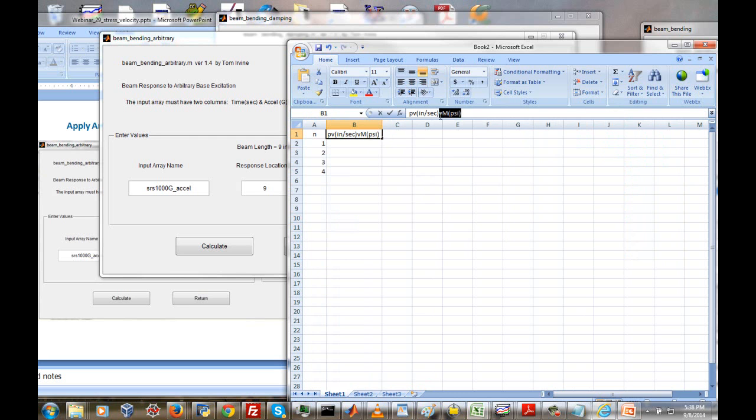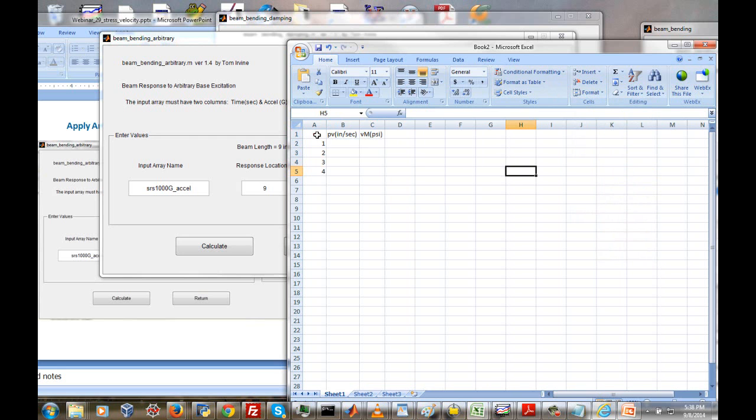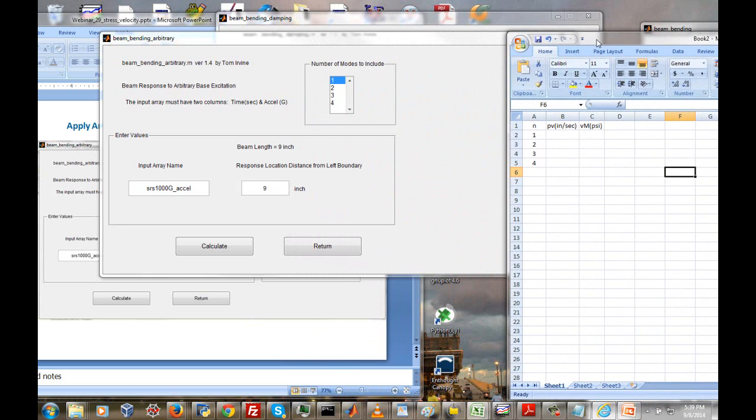I'm just playing around with some cosmetic things here. And it looks like I need to make a little correction there. Okay, let's take these two columns and we're going to do format auto column fit. And we'll make all these numbers so they're just in the center. Okay, so we have our pseudo velocity in inches per second and our von Mises stress in psi.